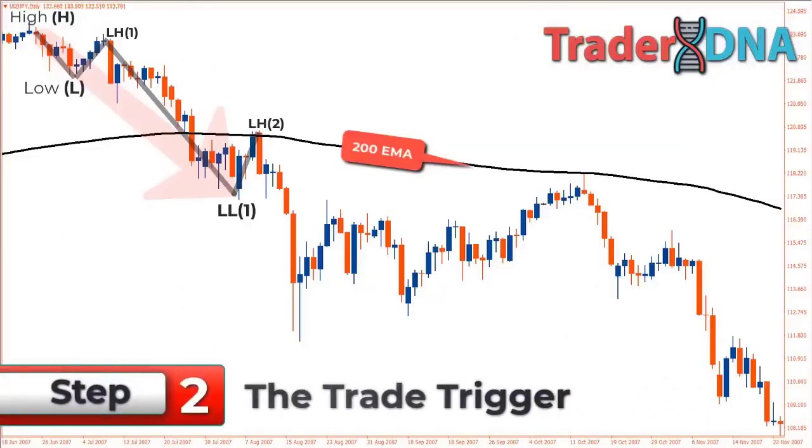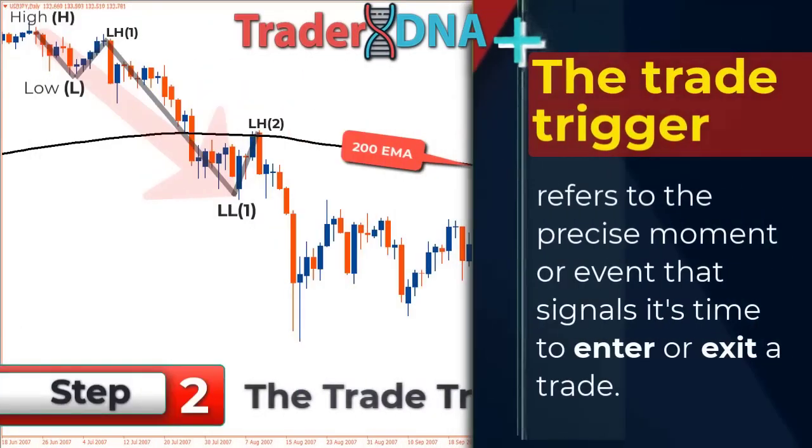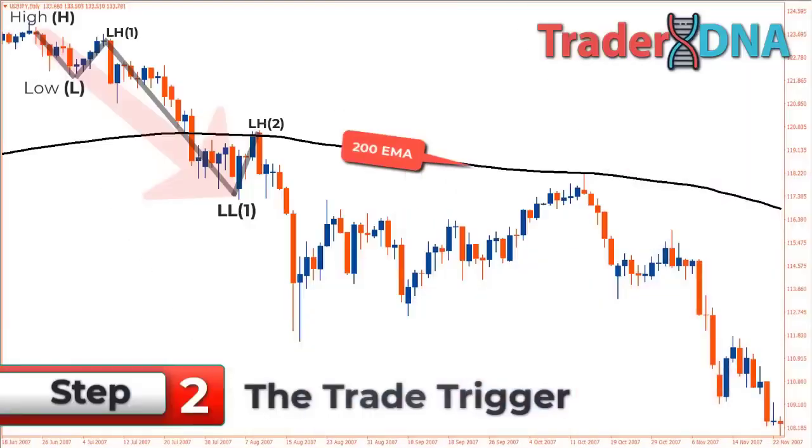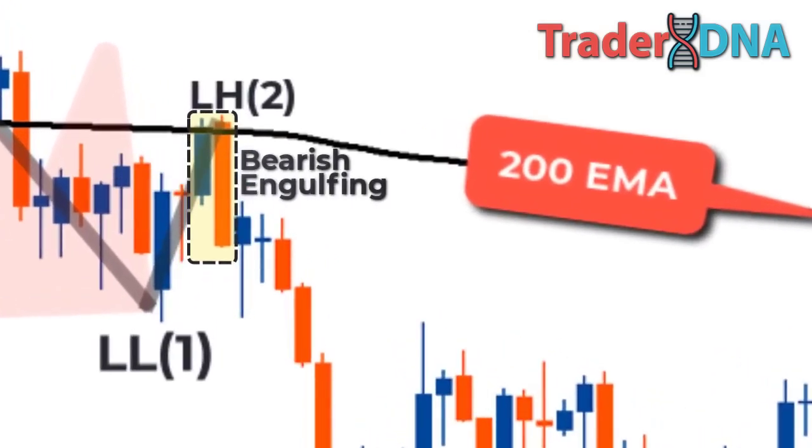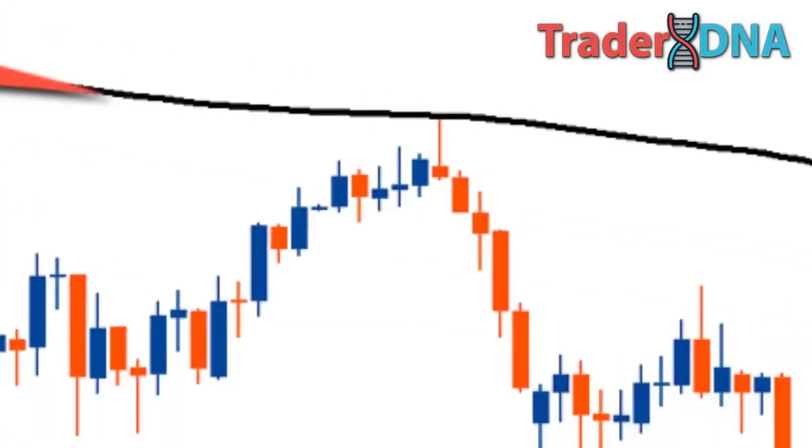Step number 2. The trade trigger. The trade trigger refers to the precise moment or event that signals it's time to enter or exit a trade. Identifying the trade trigger is an essential part of the 5-step price action trading strategy, as it helps traders pinpoint the optimal time to execute their trades. By waiting for specific price patterns or signals, traders can increase their chances of success and minimize their risk.